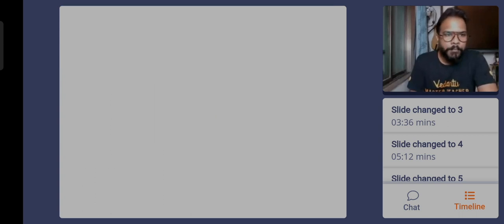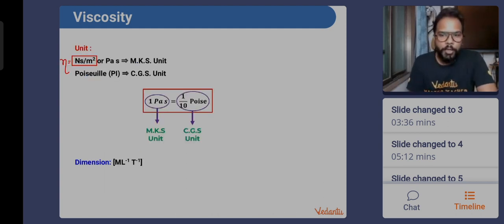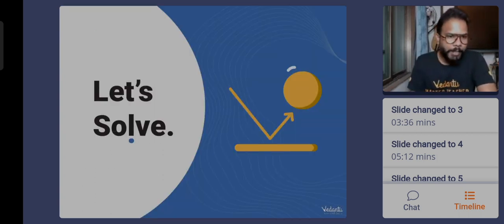Everyone has noted down this formula, the viscous force formula between the two layers? Confirm in the chat box. Very good, great. Remember this conversion also, everybody: 1 Pascal second is 10 Poise. Okay, so let's look at some examples and a few questions.